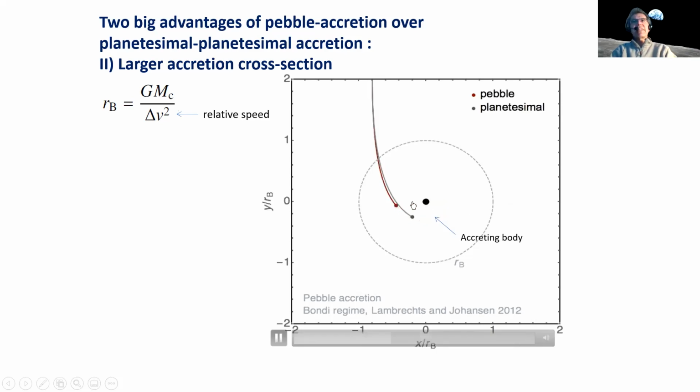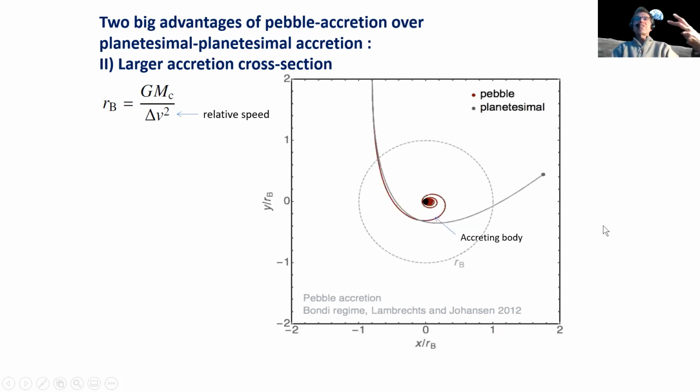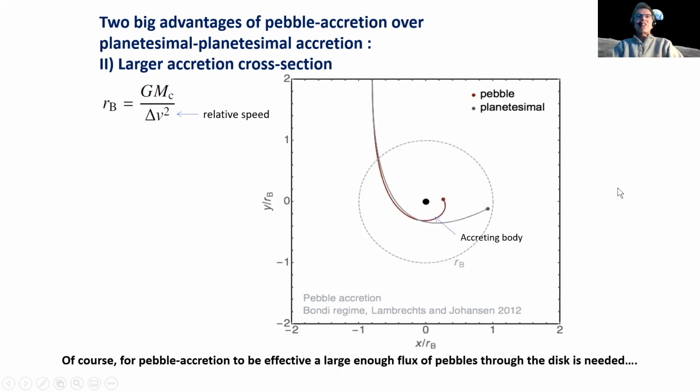In order to have a planetesimal collision, this planetesimal should come down with a much smaller impact parameter. So the accretional cross-section is larger for dust than for planetesimals. So this favors pebble accretion over planetesimal accretion. Of course, for pebble accretion to be effective, the flux of pebbles has to be large enough. If there are no pebbles in the disk, then pebble accretion is not very effective.